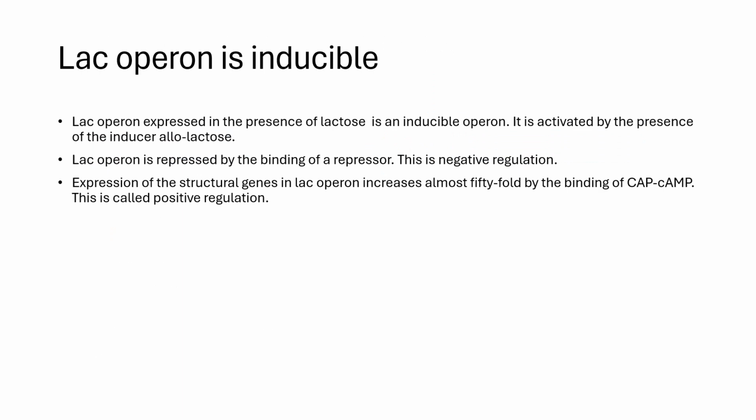Operon can either be inducible or repressible. Lac operon is an inducible operon because the inducer, allolactose or IPTG, can activate it. On the basis of regulation, the lac operon is subjected to negative regulation, that is, the binding of a repressor represses the operon. It is also subjected to positive regulation because the binding of the CAP cAMP activates or increases the expression of the lac operon.